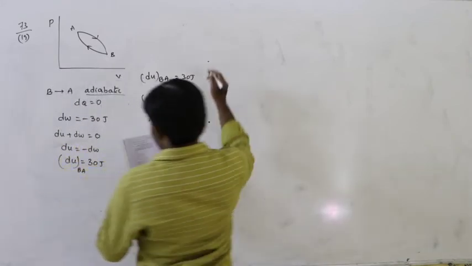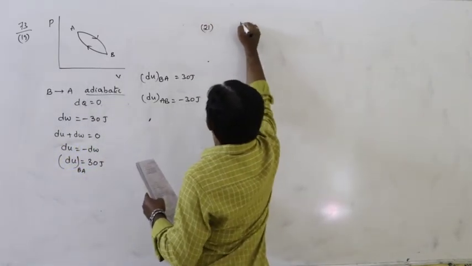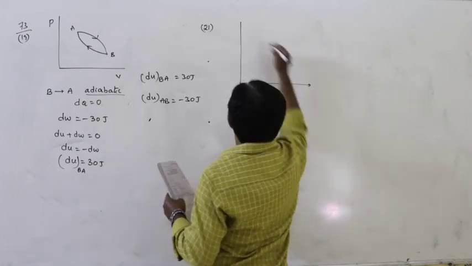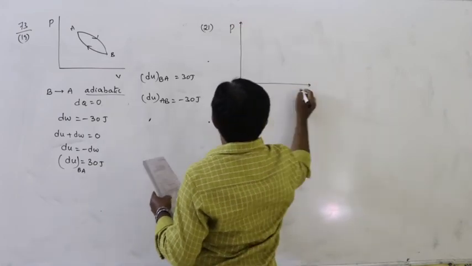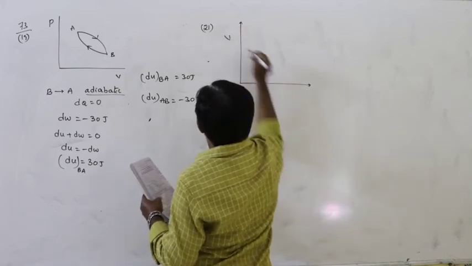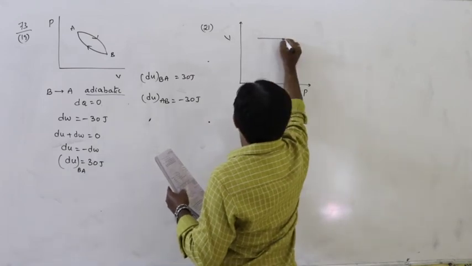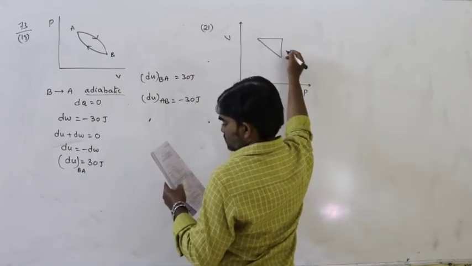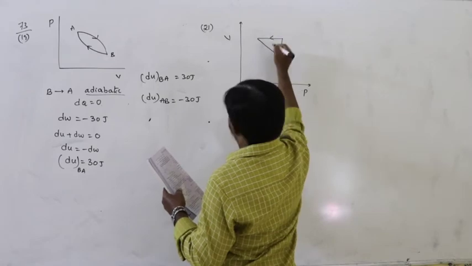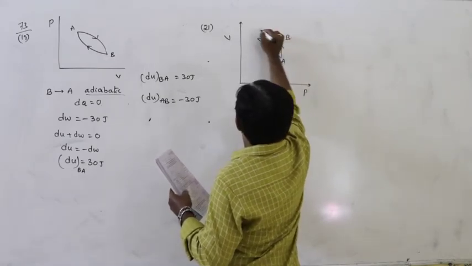Next, see example 21. This is the graph between pressure and volume. The y-axis is volume, the x-axis is pressure here. The shape is the cycle A to B, B to C, C to A.